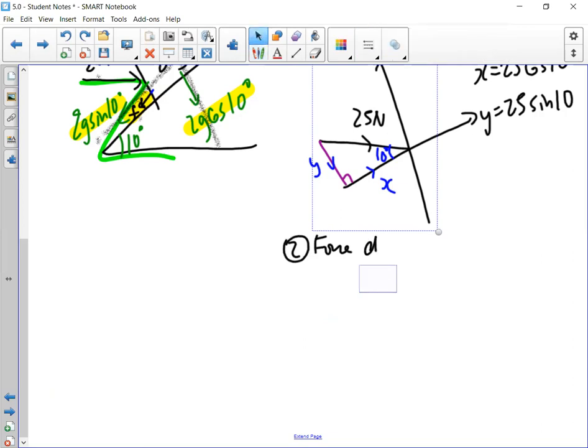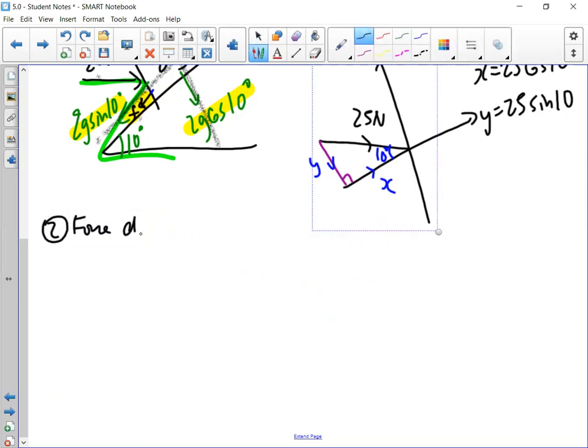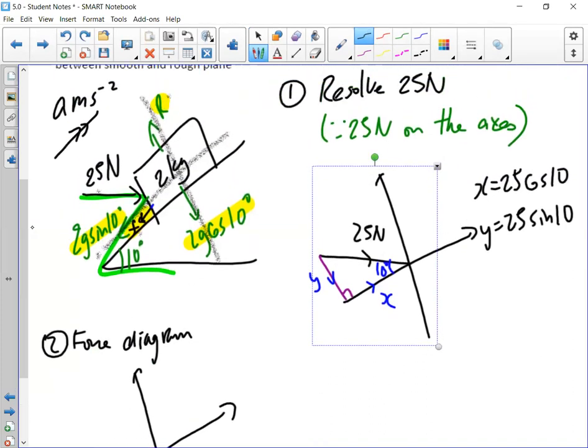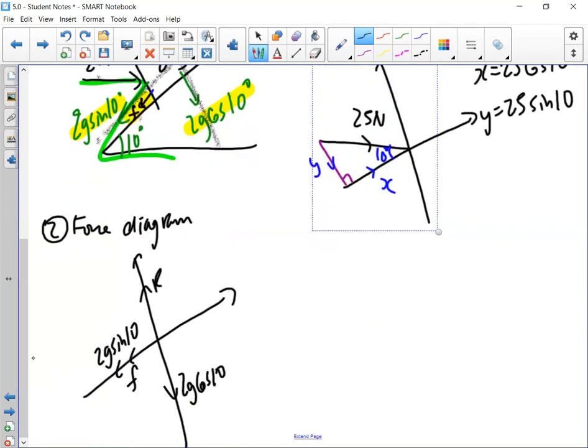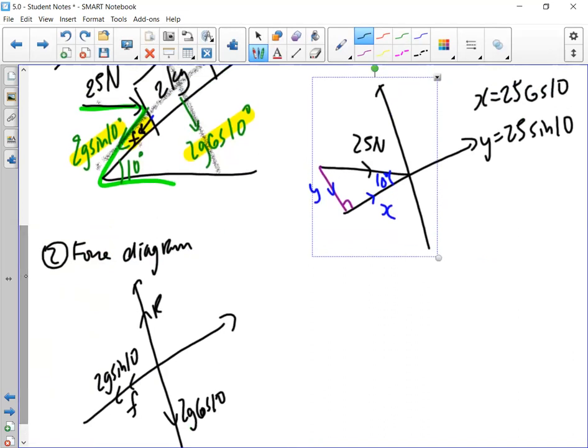Actually, let me move it here. Force diagram. So, big one. Now, let's put in the 4 forces that we highlighted before. We've got the reaction on there. We've got 2g cos 10 down here. To the left, we've got 2g sin 10. And then we also have friction. Nothing to the right side. So we've got the 4 forces. The 25 Newtons has been broken down, with X going up as 25 cos 10. So I use the highlighter to show you these 2 forces.